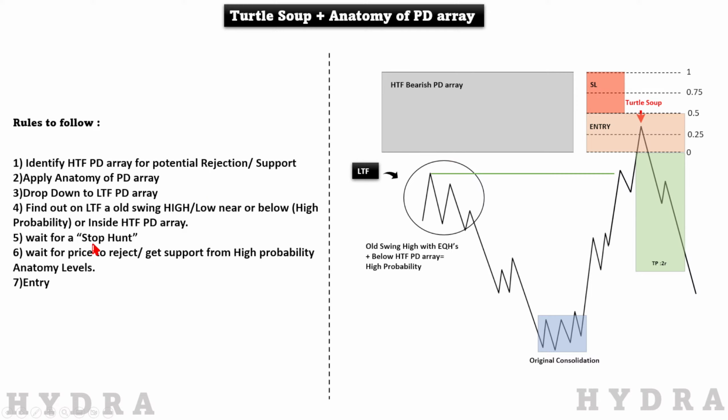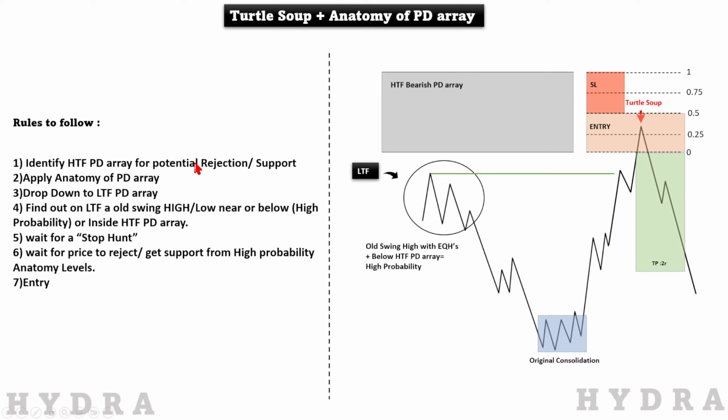The fifth rule is wait for a stop hunt. Okay, we are not taking entry as soon as price goes above the swing high. Okay, we are not doing that. We wait for price to hit the higher time frame PD area. We apply the anatomy of PD area right here and wait for our best rejection.